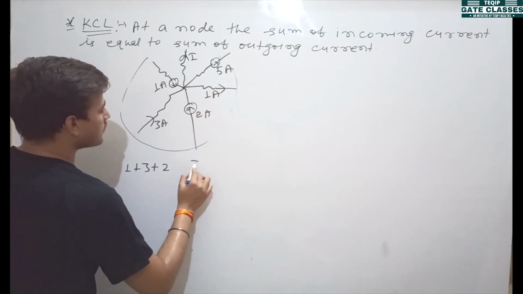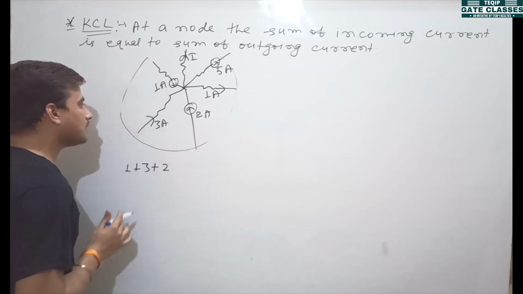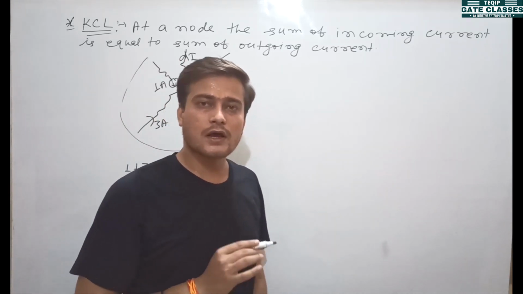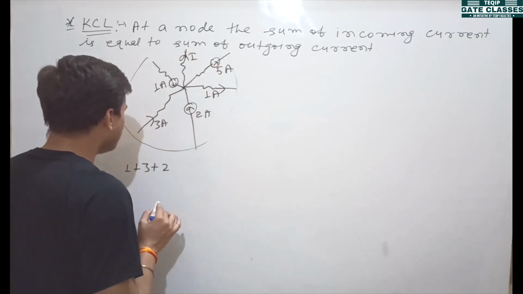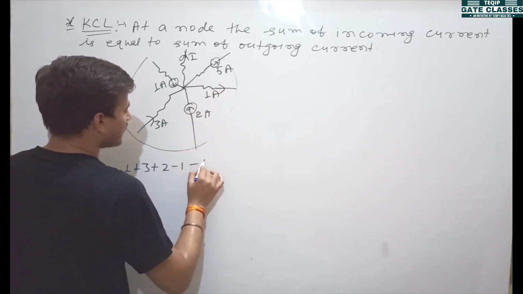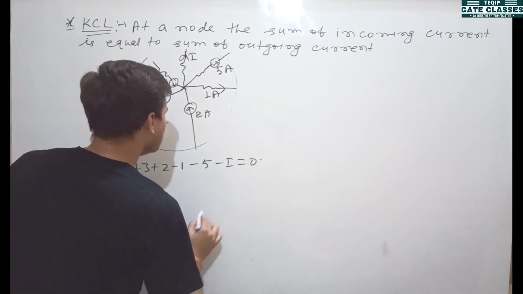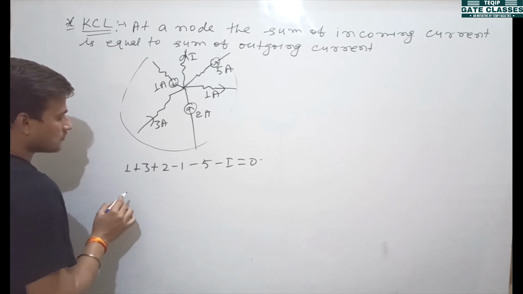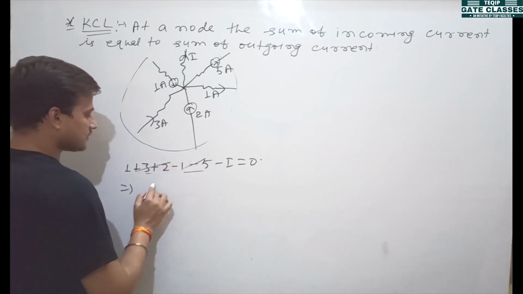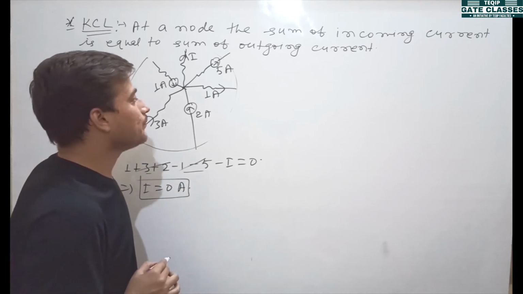So outgoing will be written on the right side, outgoing branch 1 ampere. Or here you can write incoming currents as positive and outgoing currents as negative. So 1 plus 3 plus 2, here it will be minus 1, here it will be minus 5, and this is also outgoing current, minus I, will be equal to 0. So from here you see that 3 plus 2 is 5, plus 1 is 6. From here you get I equal to 0 ampere.